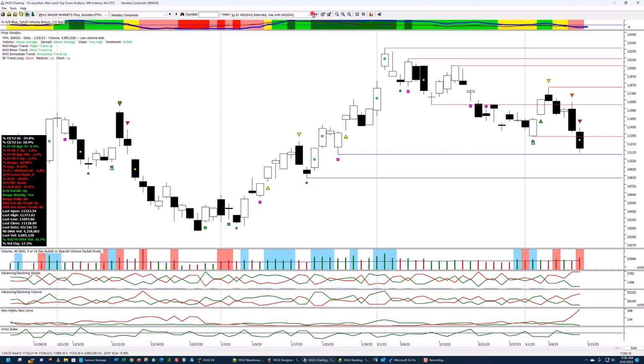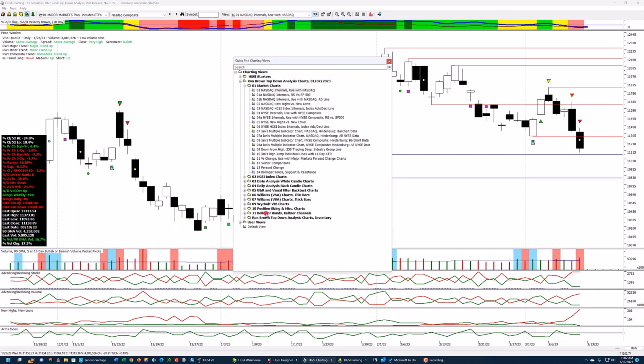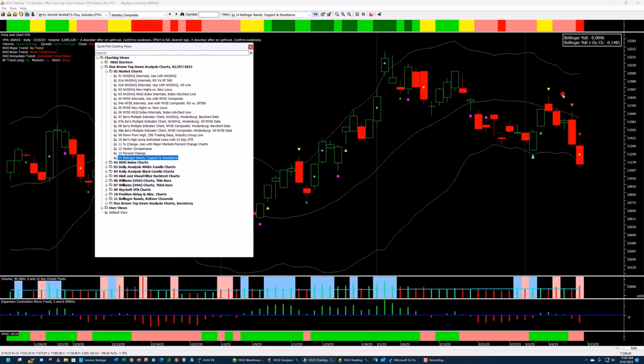Now I want to show you that I put another chart in the analysis charts, and also down here, folder number 11, I put some Bollinger Band charts in. These are things I'll cover in some other video. But for now, I'm just going to go down to chart number 14. And this shows me the relationship of the candle to the Bollinger Bands.